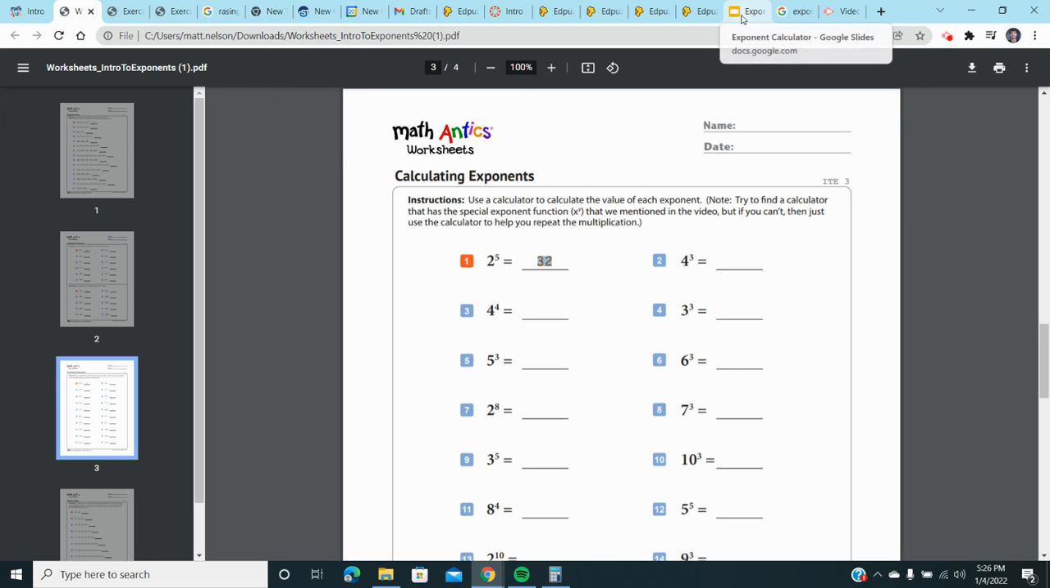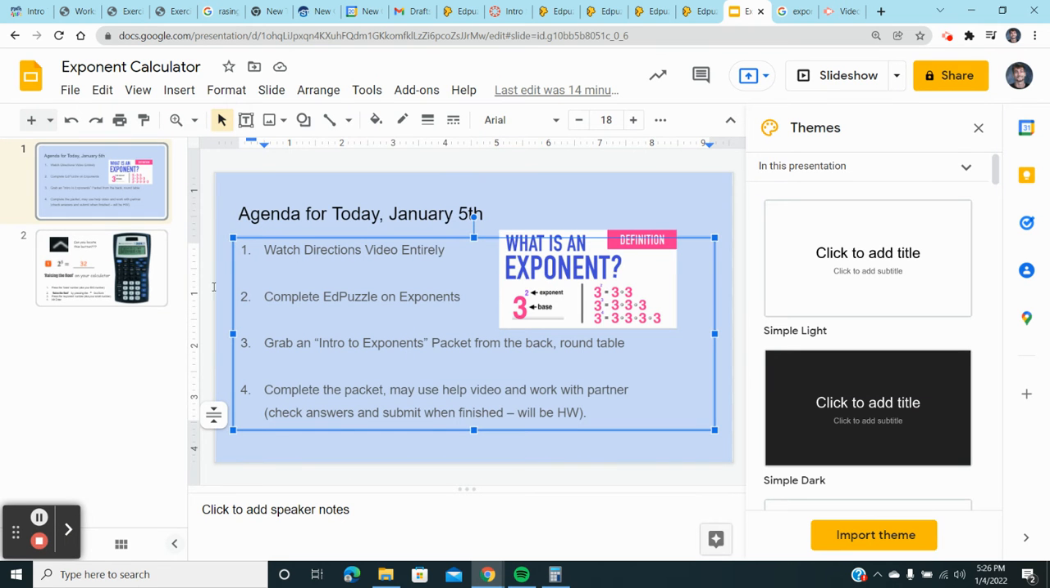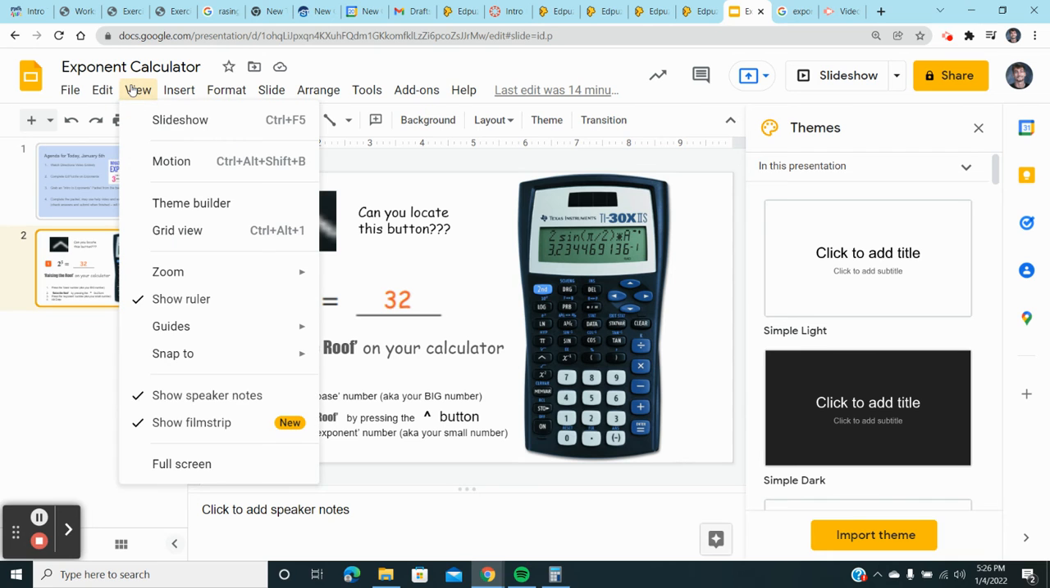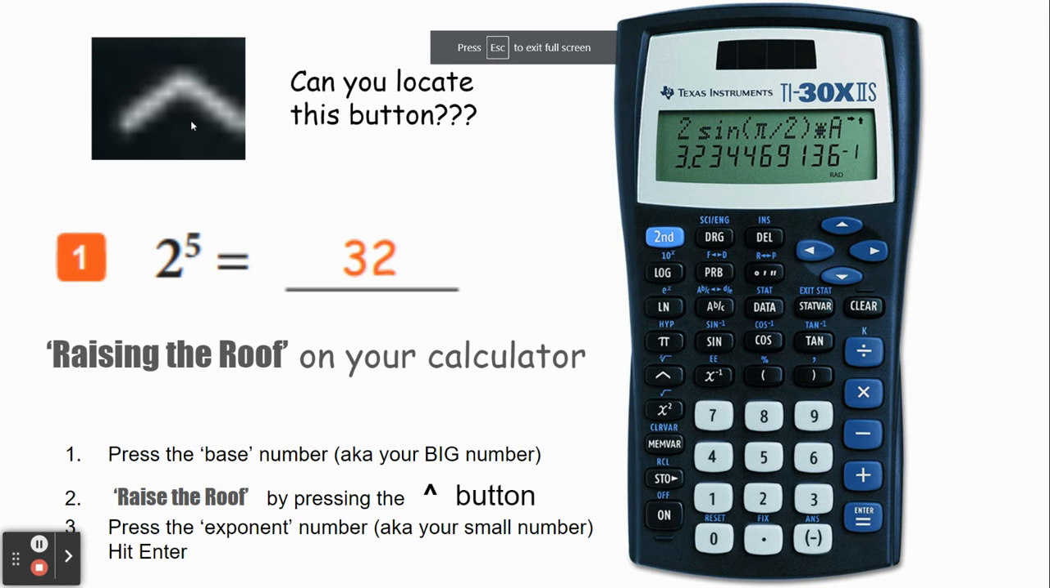And I want to take you through how you can find the exponent button on your calculator. So here we're looking at your TI-30 calculator. This is the standard one that you guys have in class. And this is what I call raising the roof. So here in this first problem, 2 to the 5th power, that means that you're starting with the base number 2. All right, so you're going to click 2 on your calculator. And then in order to raise it to a power, you're going to have to click on this button that looks like the roof of a house.